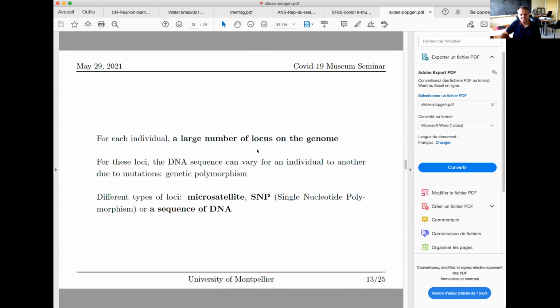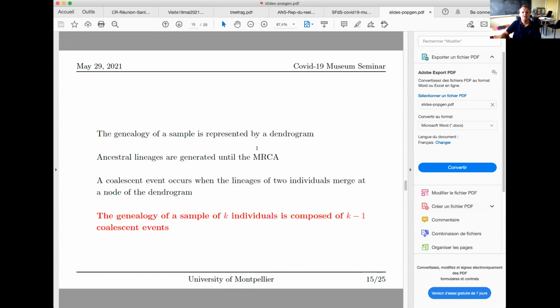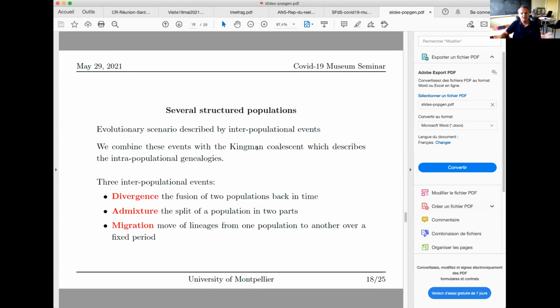So you have this data set, you have a model, you have this coalescence theory, which gives you a model, and we have a lot of hypotheses about independence of loci, the type, and we have some asymptotic approximation of a discrete model, which is called the Wright-Fisher, the very nice Wright-Fisher model. The Kingman coalescent is in fact an asymptotic approximation of the Wright-Fisher model.